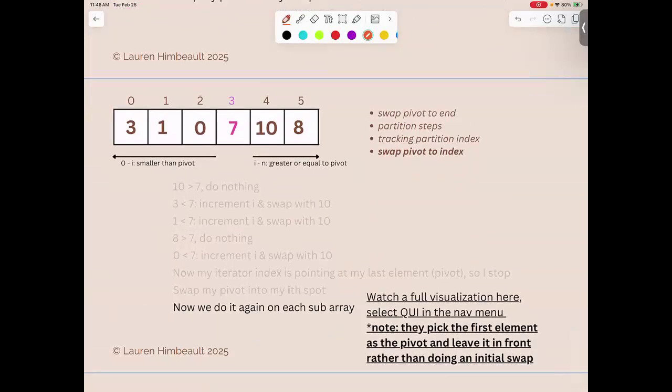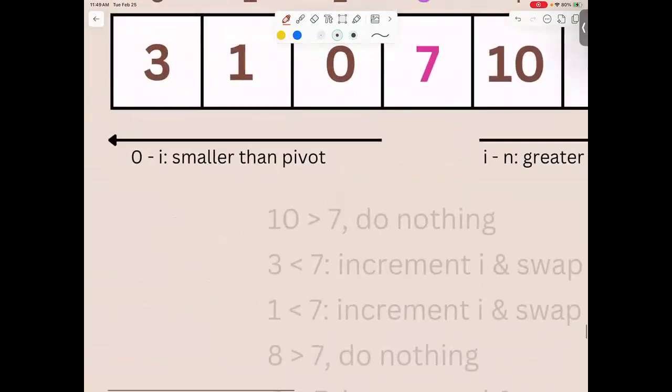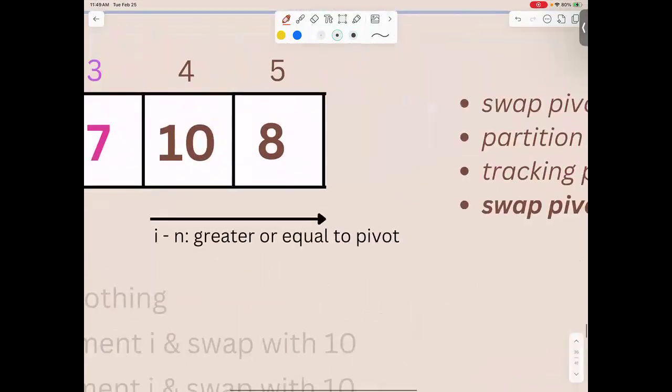Now we can break our array up into 2 separate pieces. We have from 0 to I being smaller than our pivot. And we have from I to N being, well, I guess this is greater than or equal to our pivot. This is probably actually a little bit inaccurate. Depending on your implementation, this is probably less than or equal, and this one is probably just strictly greater than. But it really depends on your implementation.